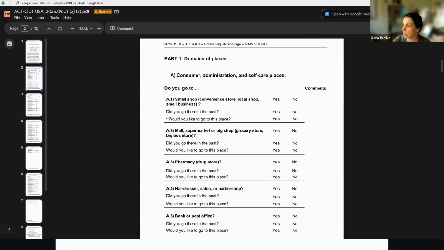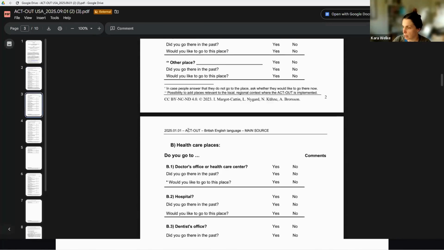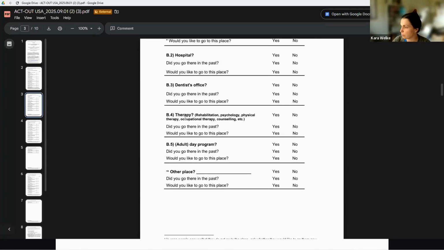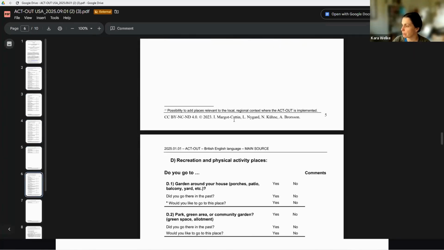If they say no, did you go there in the past? They say yes. Would you like to go to this place? Yes. Okay. Then if they say no, they could still like to go to this place, really. Okay. And then you just go through all these domains. So I think that one's pretty basic. And these are all the different questions on there.